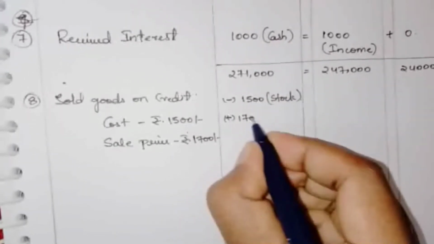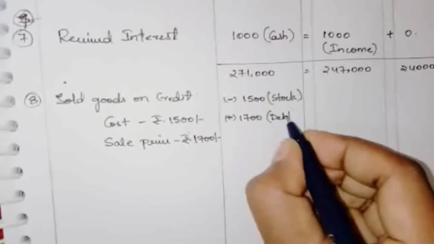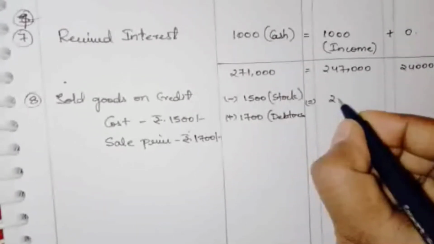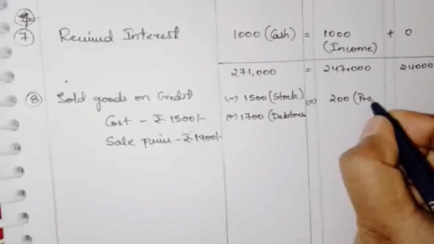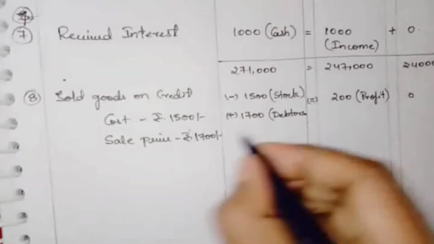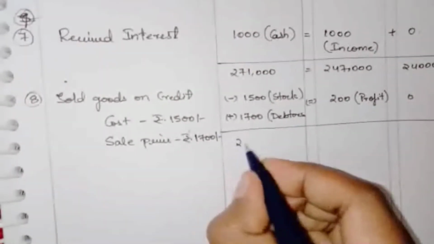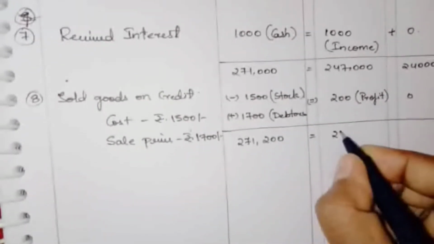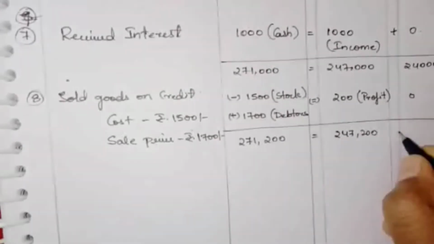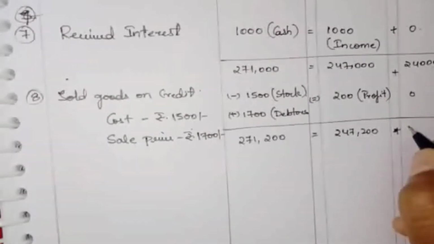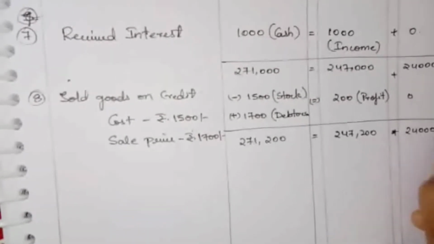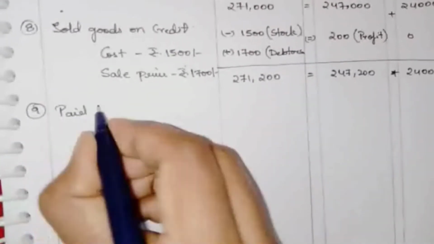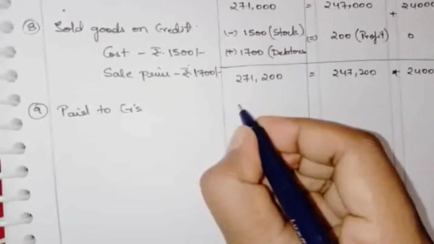We need to deduct the stock, and we need to add 1,700 to the debtors balance since we are not receiving the cash, and the profit is 200, which we need to add to the capital head. And here comes the total of assets, that is 2,71,200, equal to 2,47,200 and 24,000.